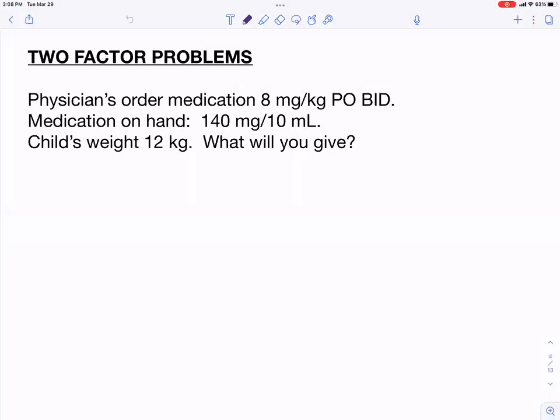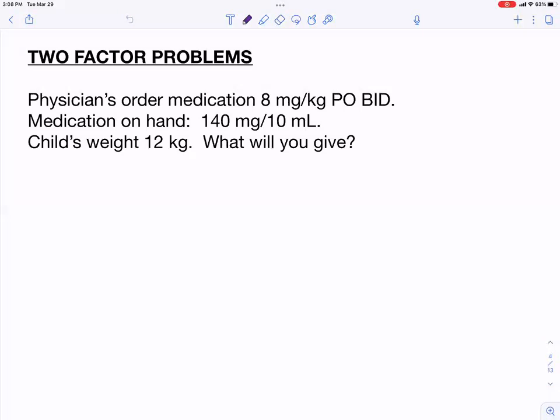So in this video, we're going to be discussing two-factor problems, how to solve problems that are two factors. So if you look at this problem, it says the physician orders a medication at 8 milligrams per kilogram by mouth twice a day. What's available, the medication on hand, is 140 milligrams in 10 milliliters. The child weighs 12 kilograms. What will you give that child?